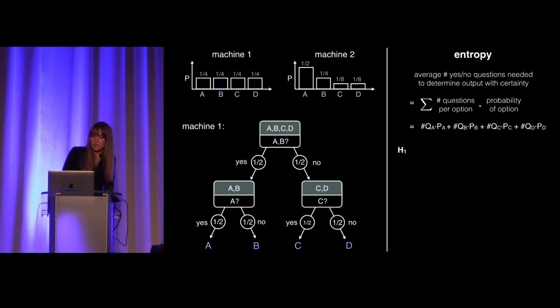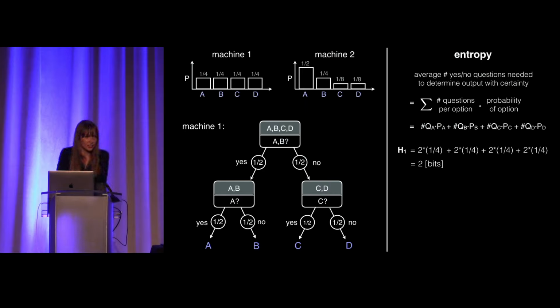If we do this for the first term in this sum, we know we have to ask 2 questions of option A, and option A has a probability of a quarter, and this is the same for all of the other options that we might measure. And so we get that the entropy here is 2, and this is in units of bits.